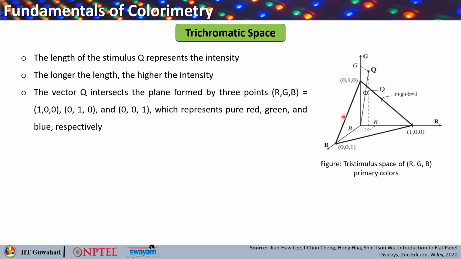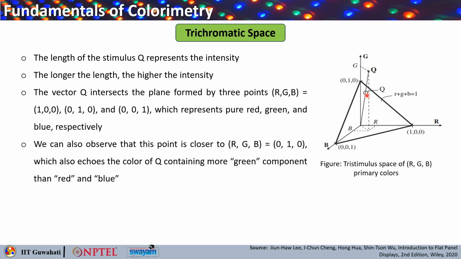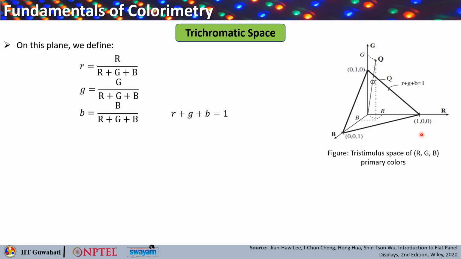This one represents 1 0 0, that means pure red, this is pure green, and this is pure blue. So, you get this plane, and this vector is intersecting this plane at this particular point. You can observe that this point is closer to this unit vector as compared to the other 2 unit vectors. That means you can tell that this Q will definitely contain more green component, because it is closer to the green unit vector as compared to red and blue.